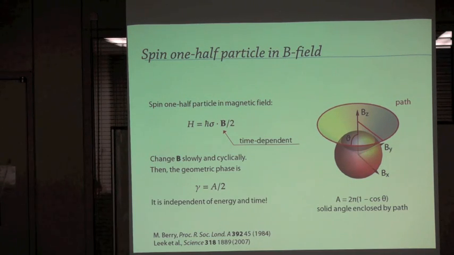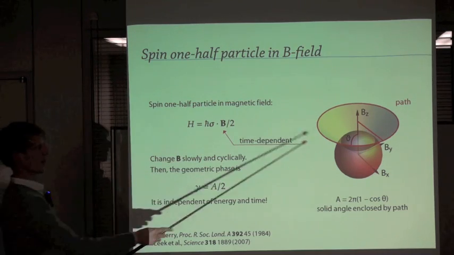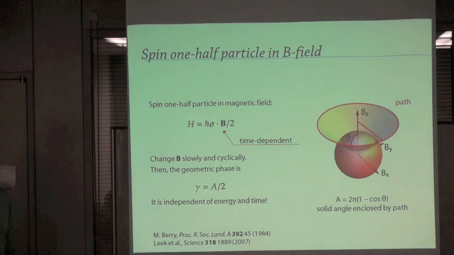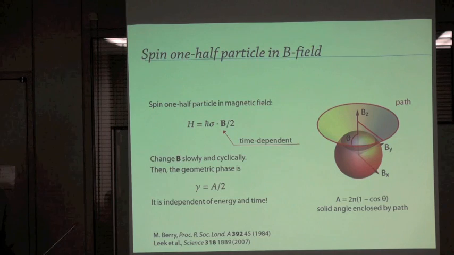And this is really geometric. So it doesn't depend on how big your B field is or on how fast you travel along. It really depends only on the enclosed solid angle. So I could make my path totally different, but as long as this area would be the same, the geometric phase would be the same. And this is really in stark contrast to the dynamic phase, where you just integrate the energy.